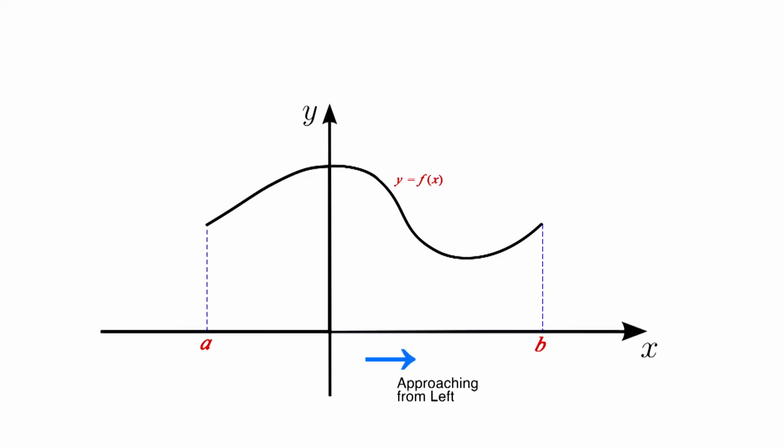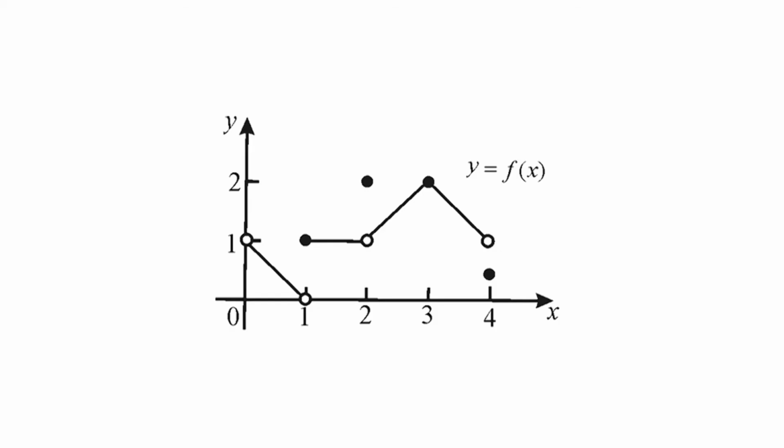Similarly, limit of f of x as x approaches b from left may or may not exist, but limit of f of x as x approaches b from right does not exist as the function is not defined to the right of x equal to b. Hence, limit of f of x as x approaches b also does not exist. As an illustration, consider the piecewise defined function whose graph is given in figure.